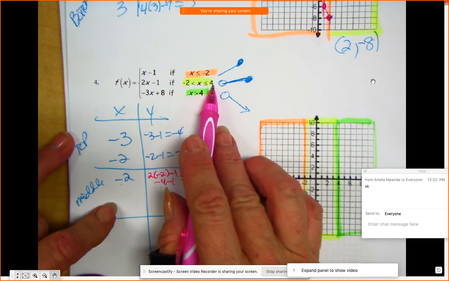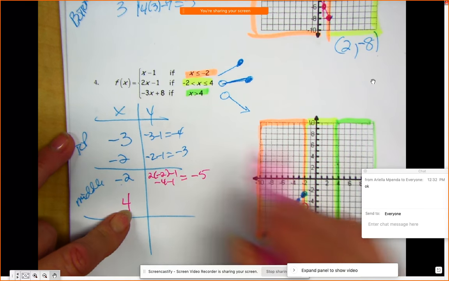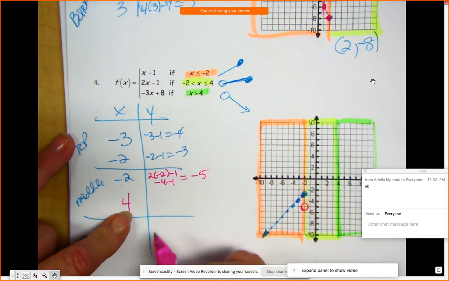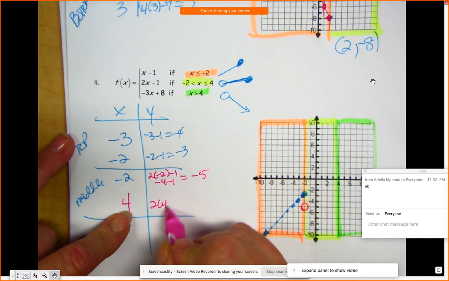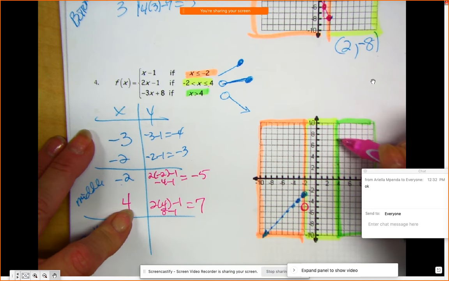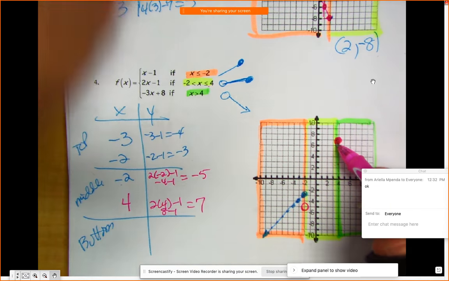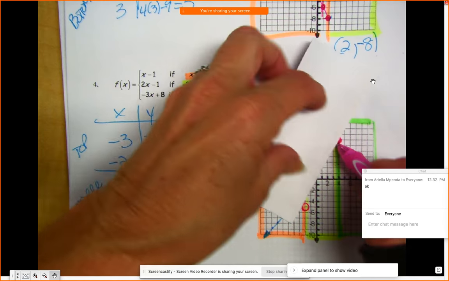Now I need a number. Actually, I'm going to stick in the 4, the other boundary. I need to know what happens on this boundary line. And I know it gets to be solid on this one because of the underline. So I've got 2 times 4 minus 1, which will be 8 minus 1, which is 7. So 4, 7. It gets to be solid because of the underline on that 4. So I'm going to connect those two with my handy dandy math tool.